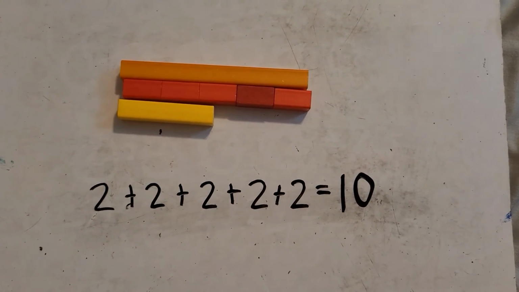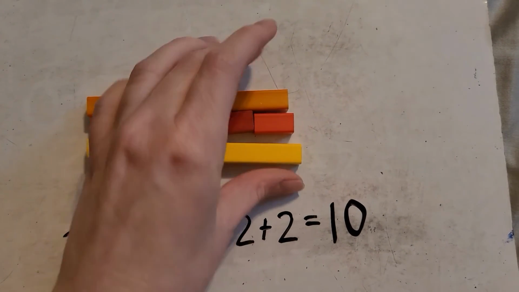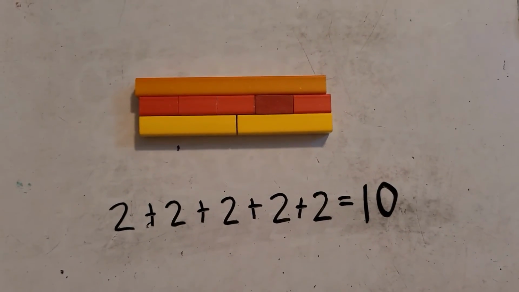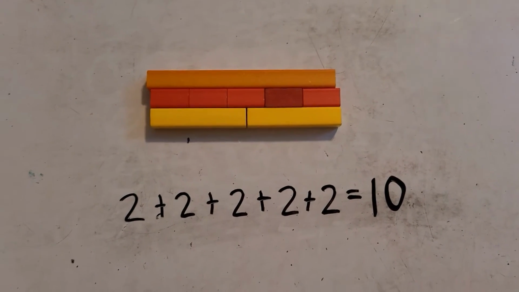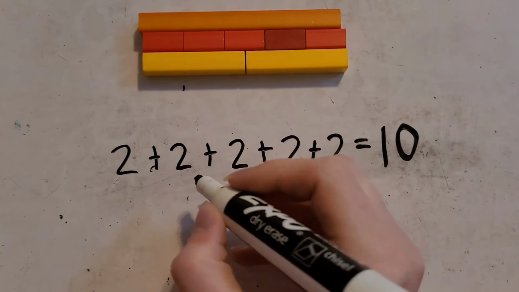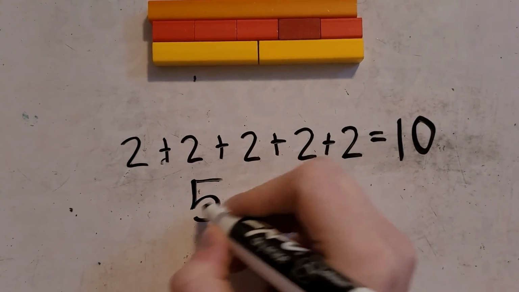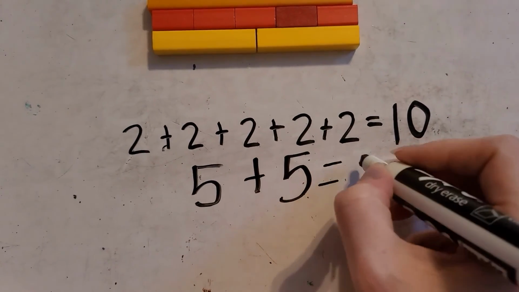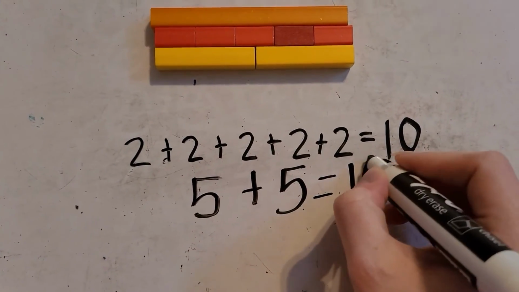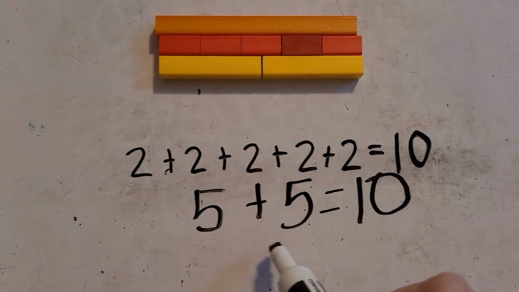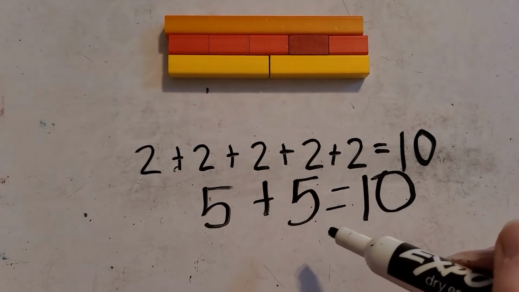Let me put a yellow 5 and another yellow 5. Now look, that fits perfectly. 2 5s together are the same thing as our 10 rod and our 5 2s. So I could do another number sentence here. 5 plus 5 equals 10. 5 groups of 2 and 2 groups of 5 give us the same thing.